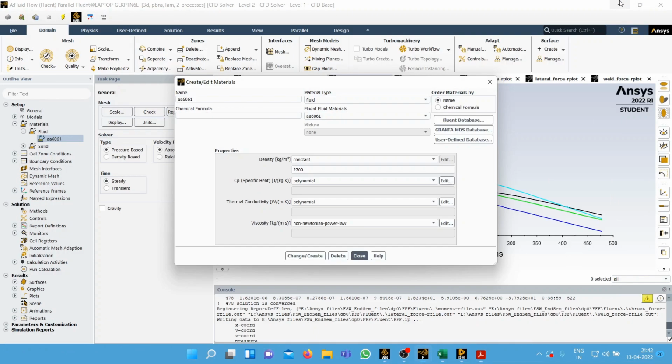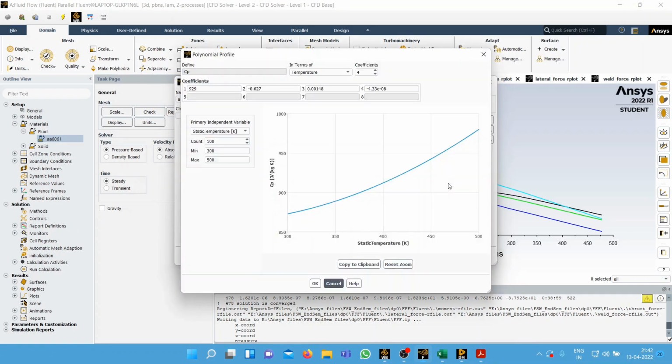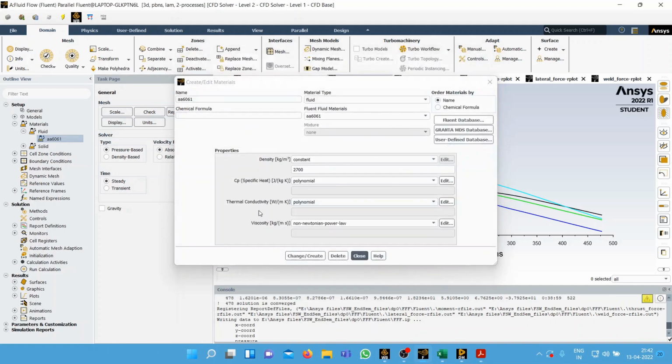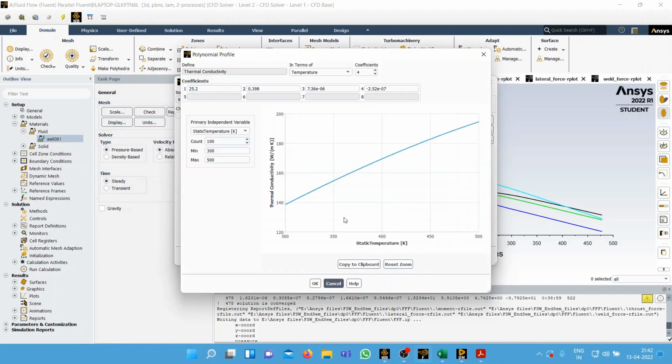That value is entered here, that is the coefficients, and at last we see how the CP varies with the temperature. This is the variation of the specific heat with the variation in the temperature. It is provided here, and then the thermal conductivity also varies with the temperature, and it is also provided here. Only the coefficients are entered here, and we will get the variation of thermal conductivity with respect to the temperature.